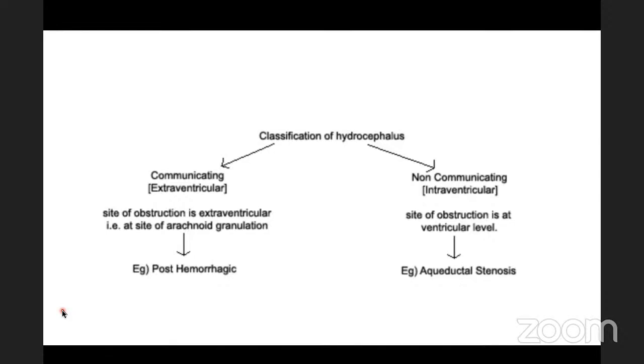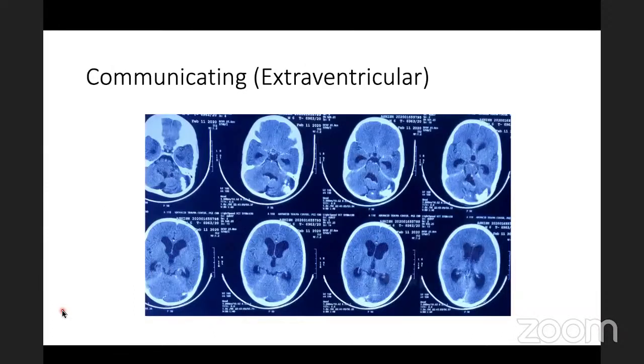So this is called a non-communicating hydrocephalus, right? So I'll show you examples illustrative of both kinds of hydrocephalus. So this is communicating hydrocephalus. You can see that all ventricles are dilated. You can see the fourth ventricle is dilated. You can see the third ventricle, which is generally slit-like, which is ovoid here. You can see the horns of the lateral ventricles also dilated. This is due to post-meningitic hydrocephalus in a child.